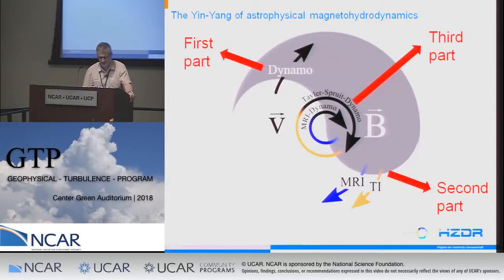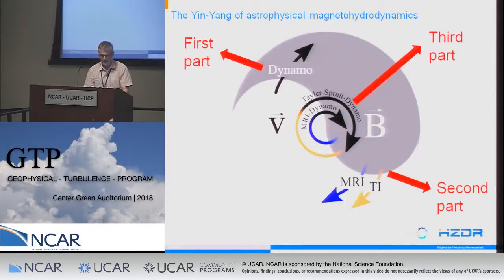So I will structure my talk in the following way. The first part will be devoted to the dynamo effect. So there is a velocity which can produce a magnetic field. The second part is connected to the magnetorotational instability, to the Taylor instability. This means we have a flow which is hydrodynamically stable, and magnetic fields can surprisingly make those flows unstable.